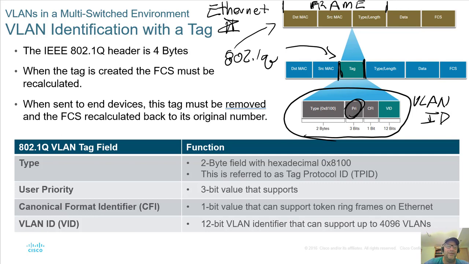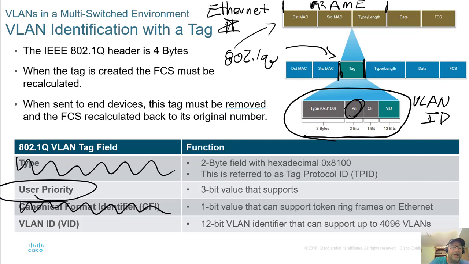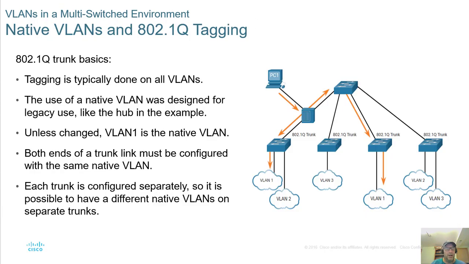So we've broken down all the fields here. Of these fields that I want you to be aware of, CFI, who cares? Goodbye. Get out of here. This type field is not that important either. User priority is, and VLAN ID is. Okay, so those are the 2 things that I want you to be aware of that are in that field.